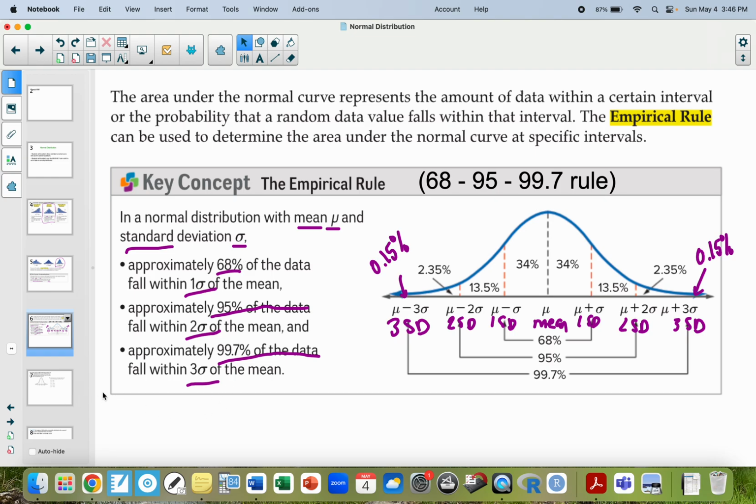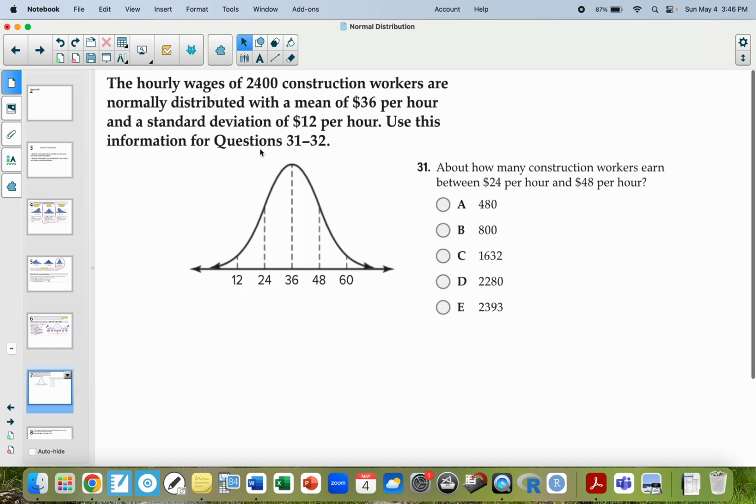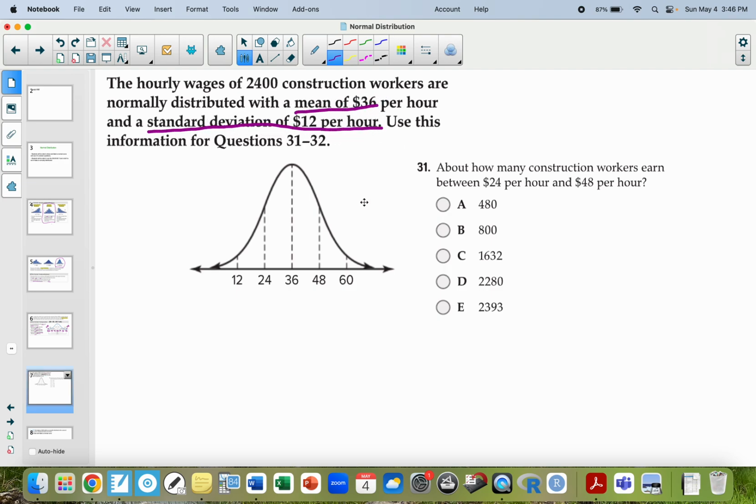So let's look at an example of this. This says the hourly wages of 2,400 construction workers are normally distributed with a mean of $36 per hour and a standard deviation of $12 per hour. So problems we look at are going to give us the mean and the standard deviation. And it tells us that it's normally distributed. Okay, so we know that we're going to have a normal curve.